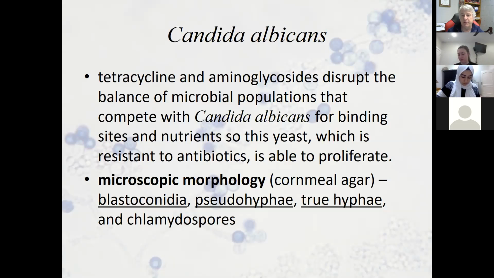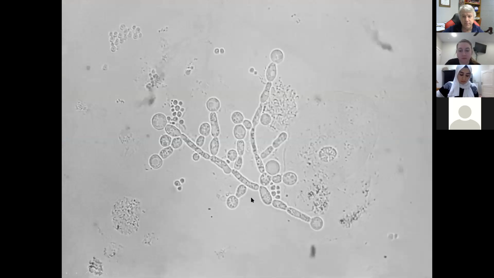So microscopic morphology, here's the switch. We go from our Sabouraud culture over to cornmeal agar to get it to change into the pseudohyphae and true hyphae. And we tried that, of course, with Candida albicans, but didn't quite see it when we did it in lab, coming off the cornmeal agar. We did see a lot of the regular circles. We didn't really see these hyphae and pseudohyphae.